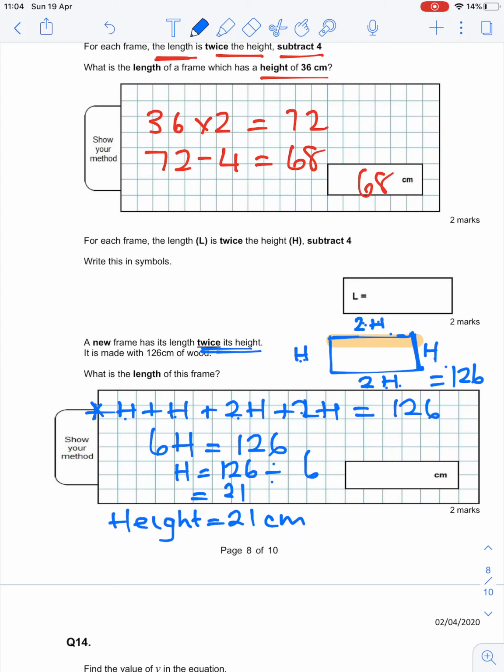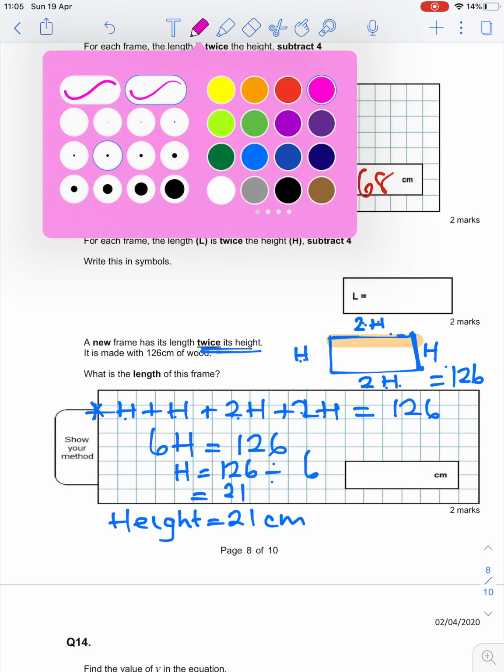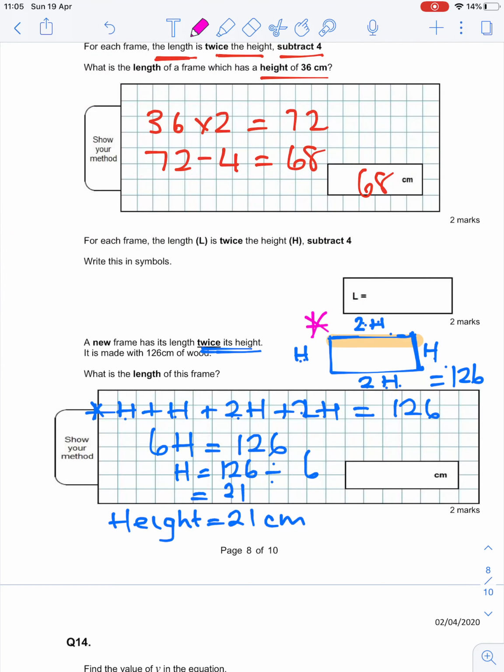But then the length, if we go back up, run out of colours again, this one, we know that the length is 2 lots of the height, because it says it here. The length is 2 lots of the height. So the length equals 42 centimetres because it's 21 by 2. Whichever way you do it, you get to 42.